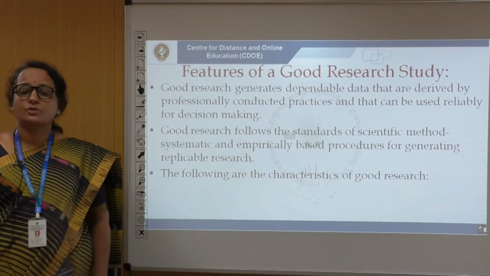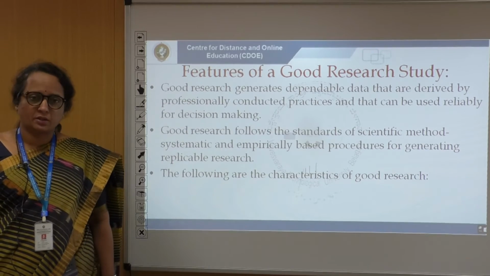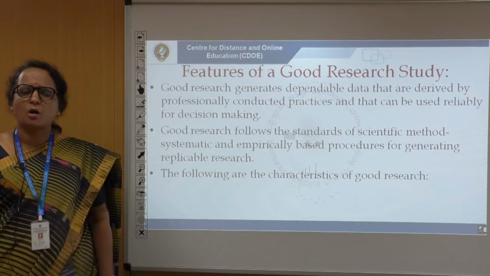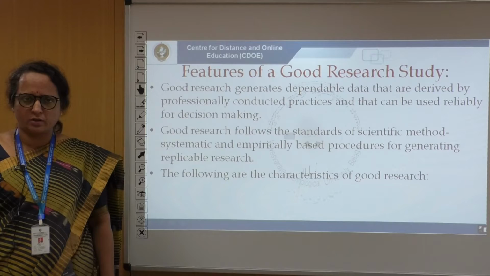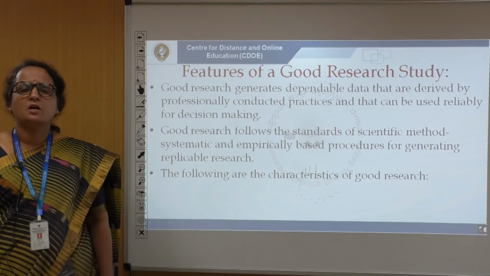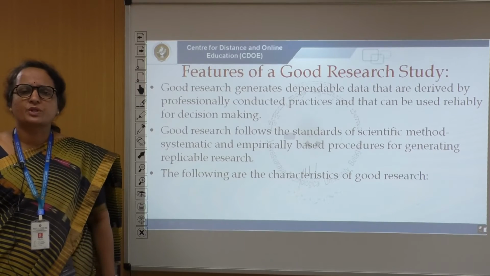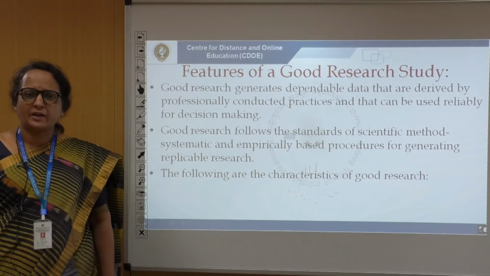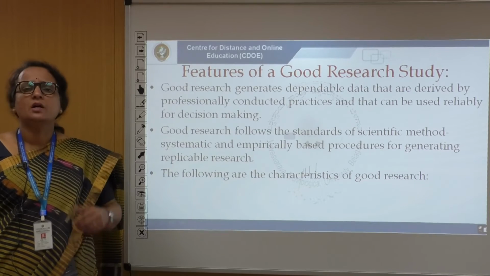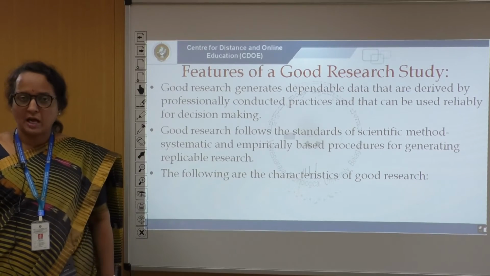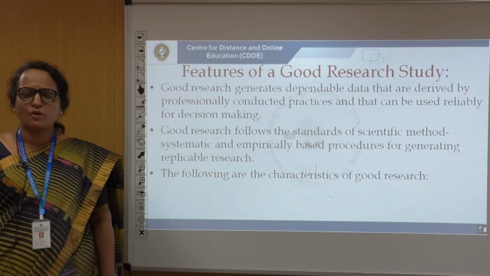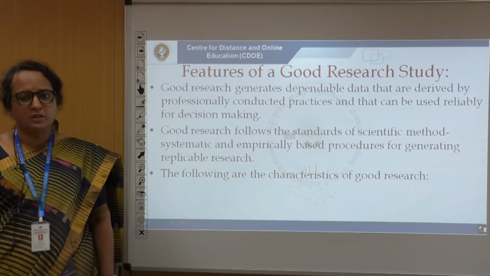Good research also follows the standards of the scientific method. We have discussed in much detail what scientific research is, how a research study is carried out in a scientific way. When we say that the research is conducted in a scientific way, it means we follow a systematic procedure for collecting the data, analysis of the data, and interpretation of the data. Not only that, even the reporting will happen in a prescribed format. Such a research is called scientific research. So good research always follows the standards of the scientific method.